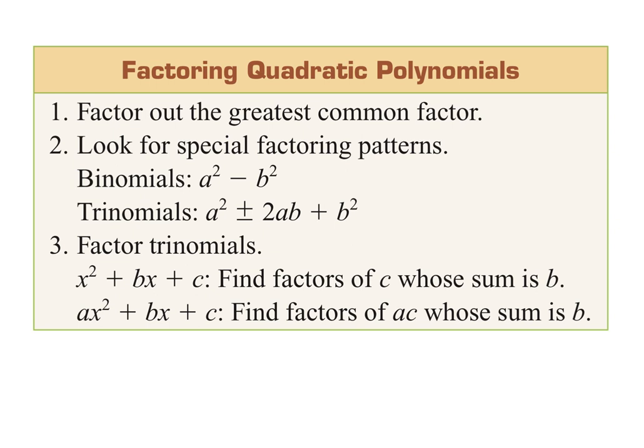If you have something in front of your x squared, a number, then you're going to have to either pair them up or you have to multiply across and do it by grouping. All right, and so you're going to look for those as you do your factoring.